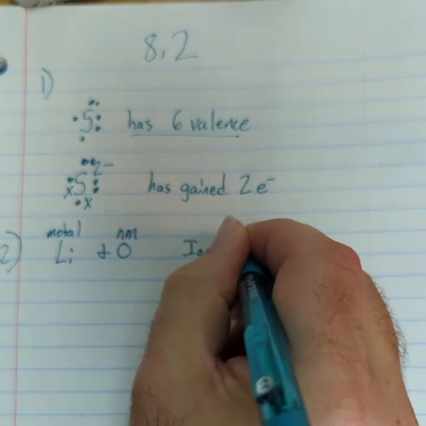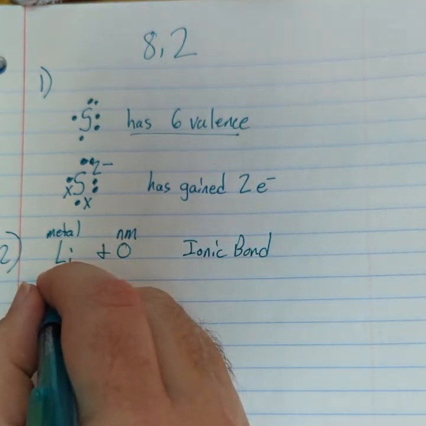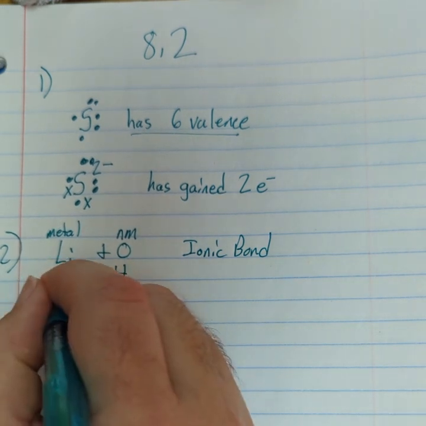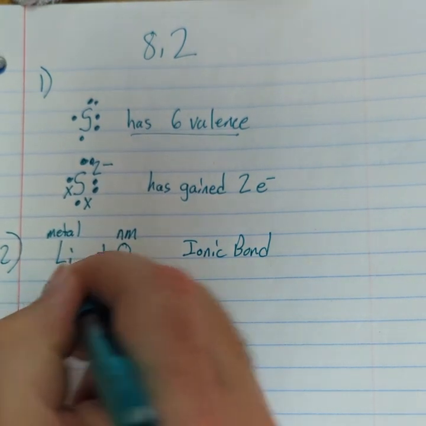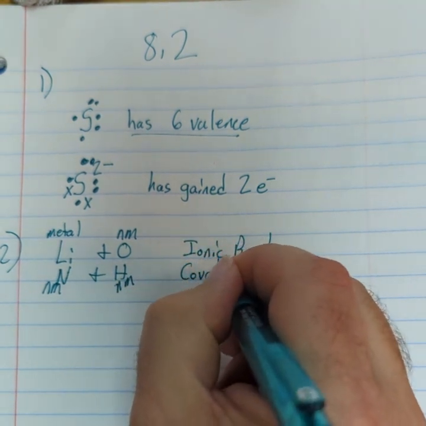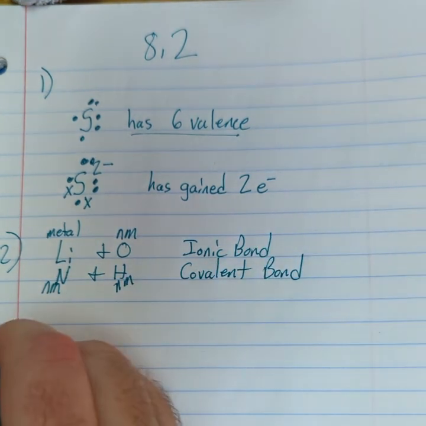Alright, so we have lithium and oxygen. Since that's a metal and a non-metal, they're going to form an ionic bond. Alright, the next example, you have nitrogen and hydrogen. Now I know hydrogen is normally on the left side, but it is a non-metal. And so since we have 2 nonmetals, these are going to form a covalent bond.